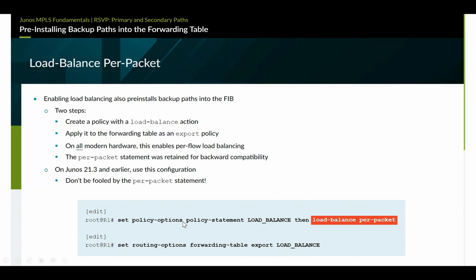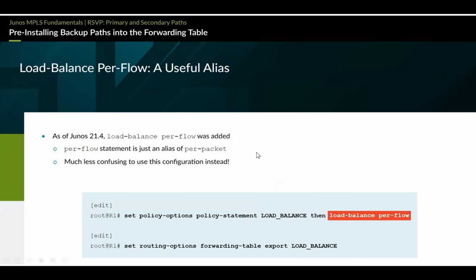So create set policy-options policy-statement load-balance. This is the name here. Then load-balance per-packet. This is the key one. Load balance per packet, and apply this policy to the forwarding table. So you will get load balance options in Juniper. By default, they will not load balance.